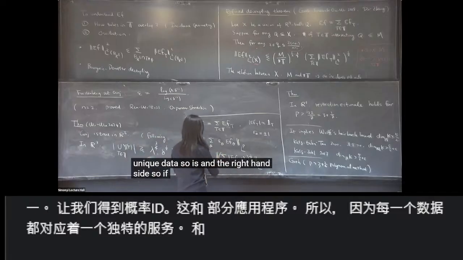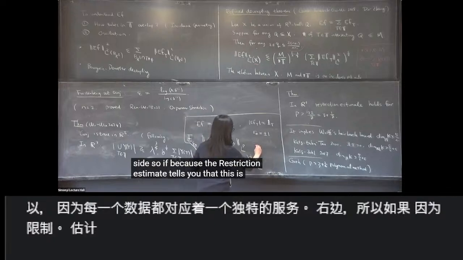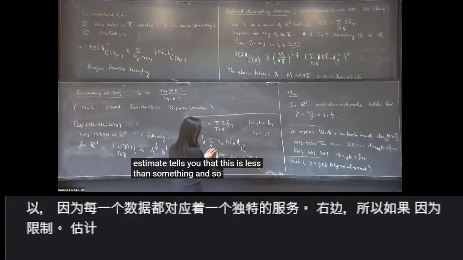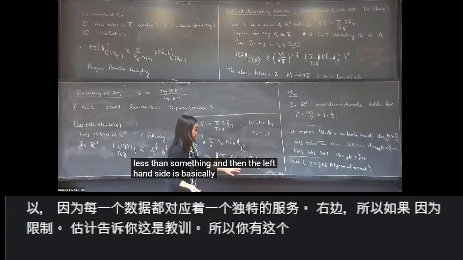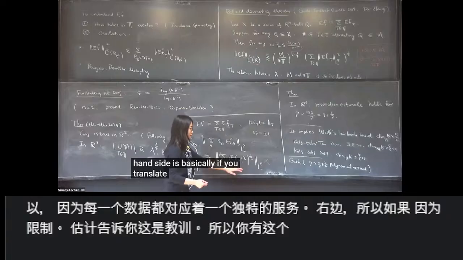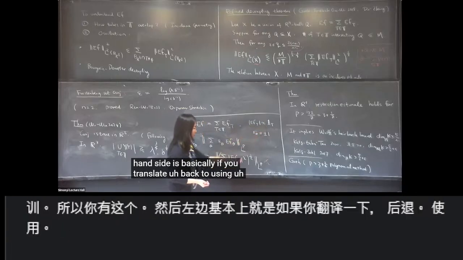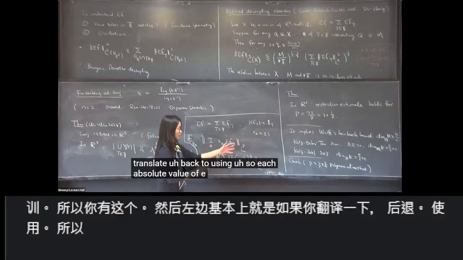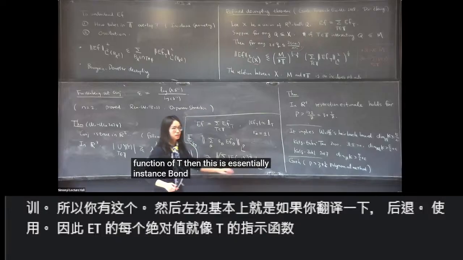Because the restriction estimate tells you that this is less than something, you have that this is less than something. And then the left-hand side is basically, if you translate back, each absolute value of E_T is like the indicator function of T, so this is essentially an incidence bound.